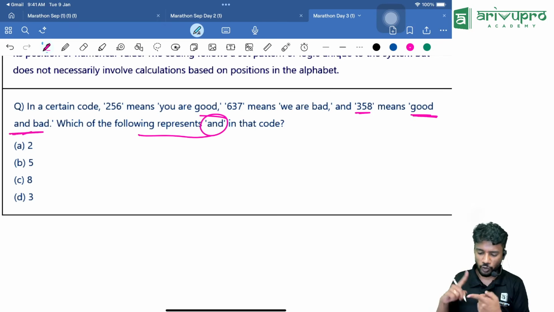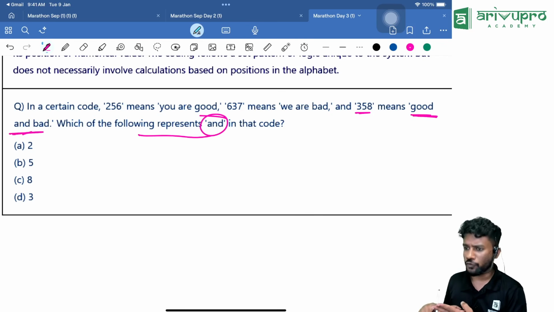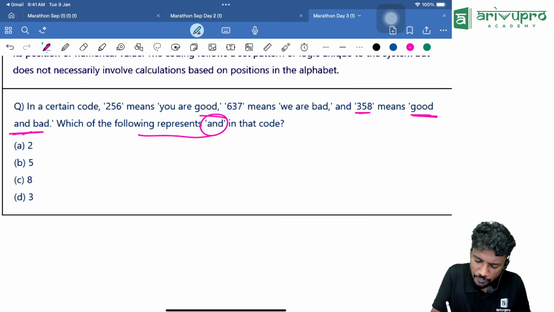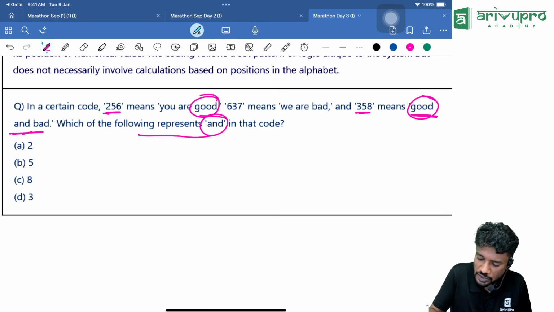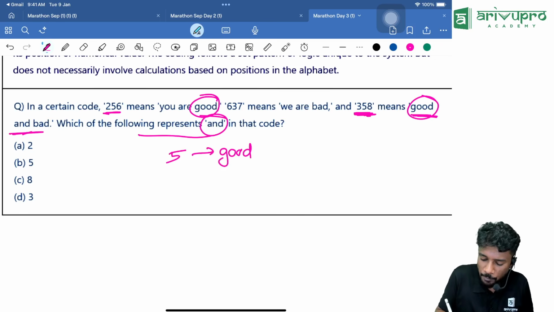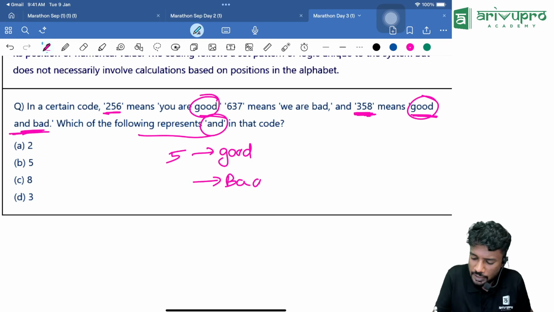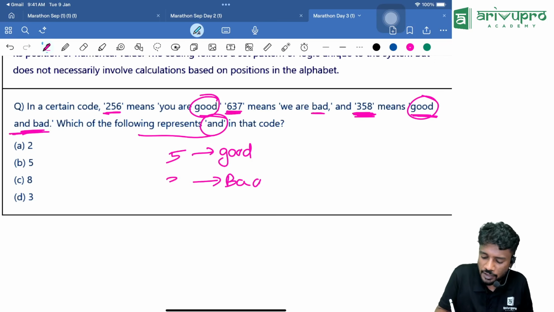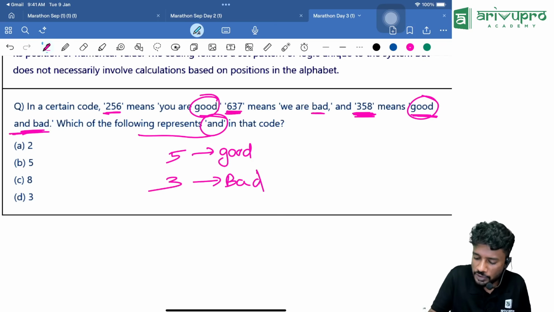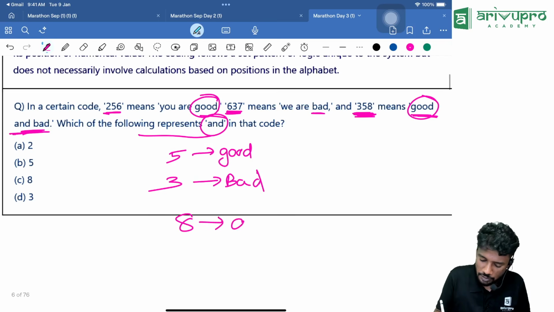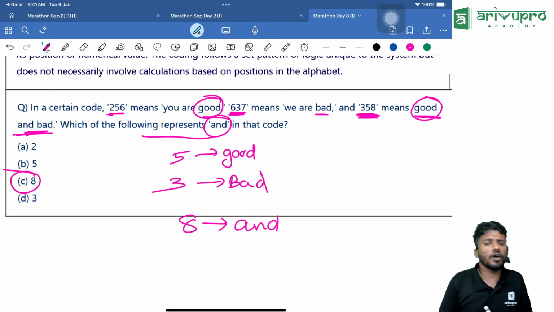So we need to find the code for good and the code for bad. Good is common in you are good and good and bad. That means 256 and 358, which is common. 5 is common. So 5 means good. Then bad we need to find. Bad is common in the last one and the second one, 637 and 358. That means 3 means bad. Now what is the remaining thing? 8 means and. Answer is option C.